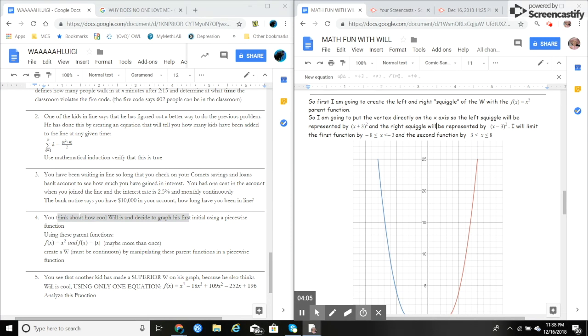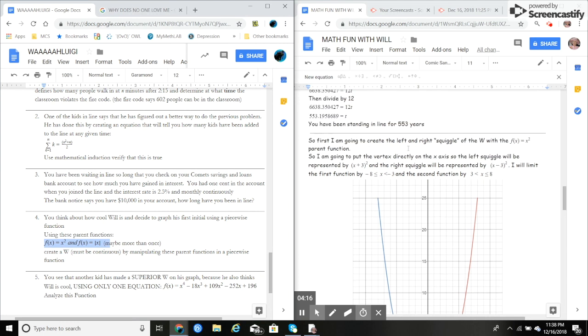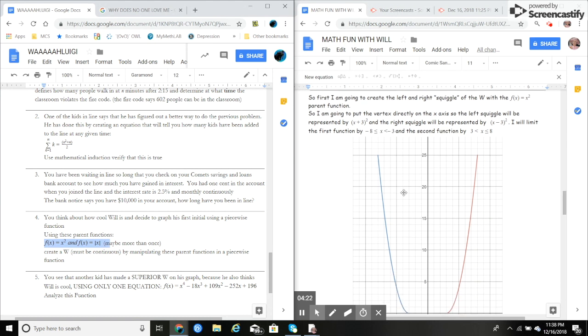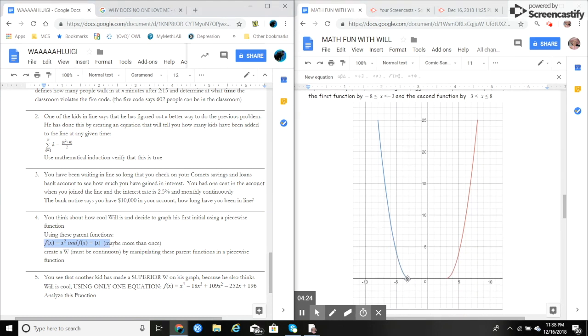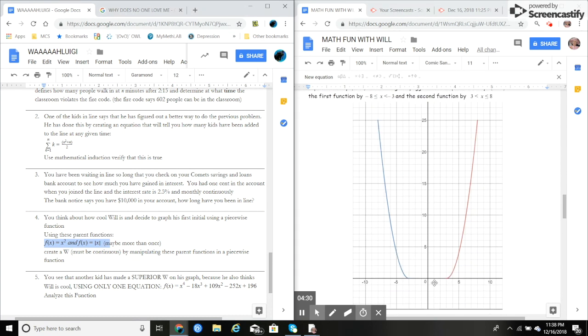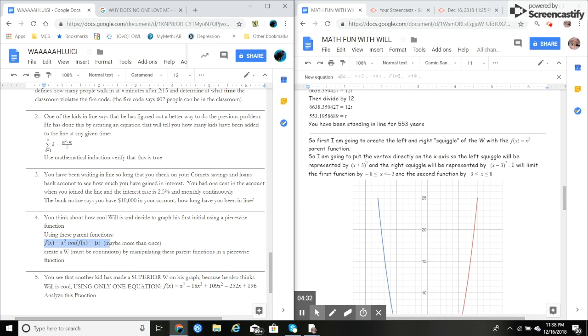So we're going to use these 2 parent functions, this parabola and absolute value. To create the squiggles on the ends of the W, we're going to use the parabolas. We're just going to keep them fairly simple. We're going to have one that has a vertex at -3, and the other one has a vertex at +3. So we've just shifted them left and right.